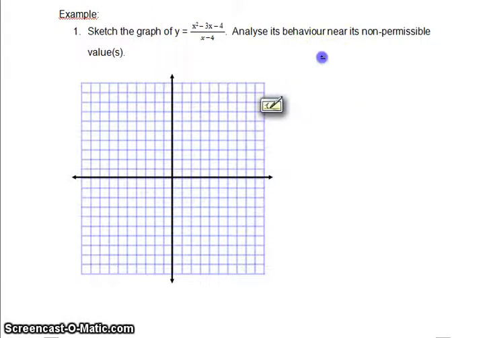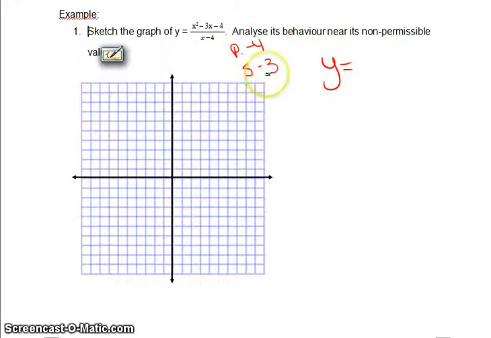So what we're going to do is rewrite this, simplify it by factoring. So we have y is equal to, and here if you want to use your product and sum, you have a product of negative 4 and a sum of negative 3. So think about what two numbers will give you a product of negative 4 and a sum of negative 3. If you think that is negative 4 and positive 1.